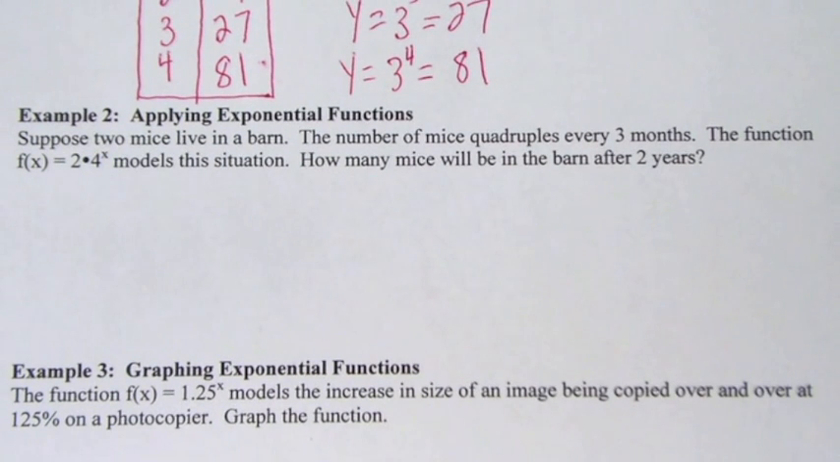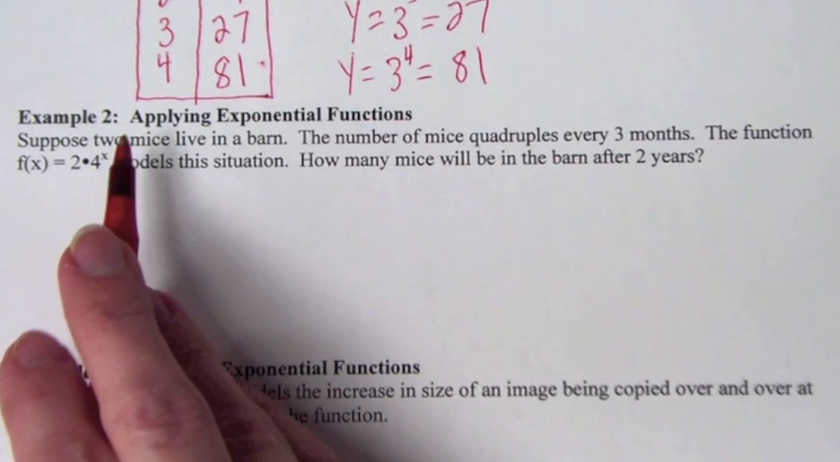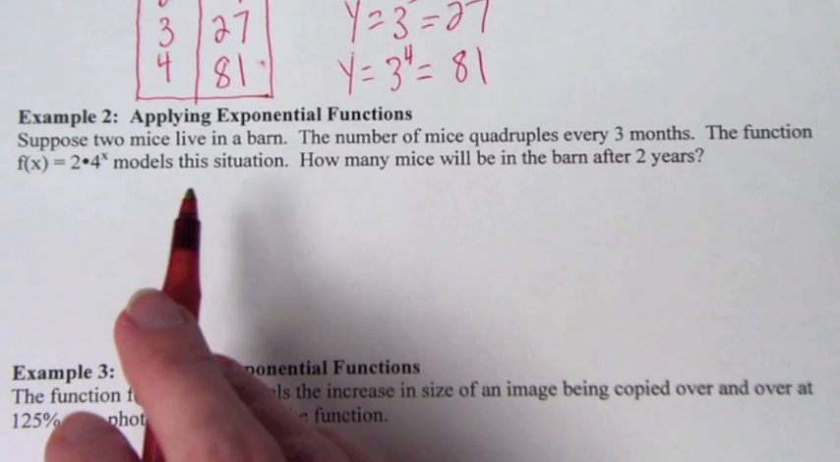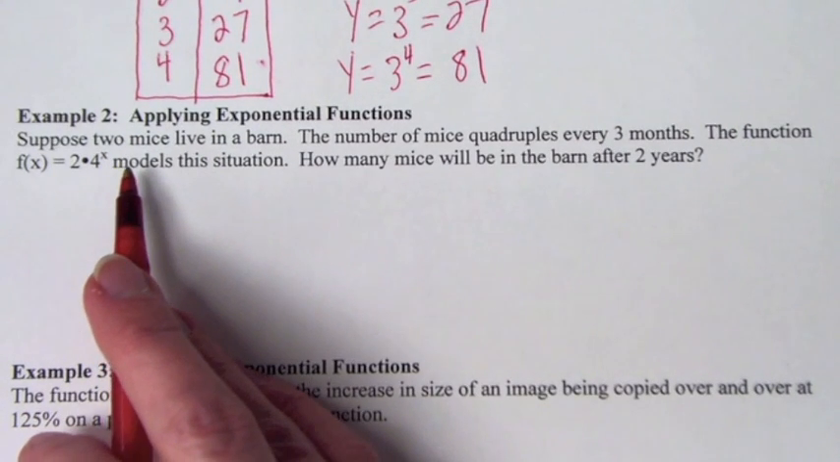Suppose 2 mice live in a barn. The number of mice quadruples every 3 months. Can you imagine that? The function f of x equals 2 times 4 to the x power models the situation. How many mice will be in the barn after 2 years? The exponent in these exponential equations, with exponential growth and decay, is always measured in time.